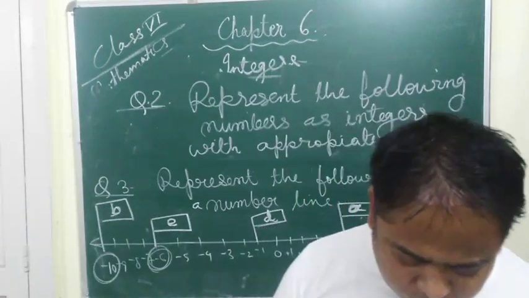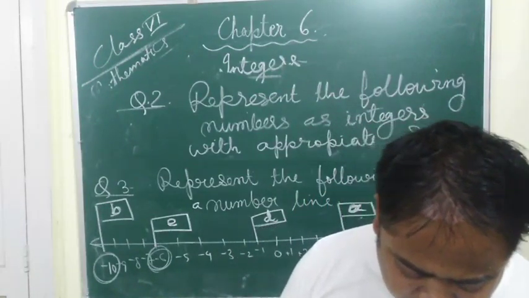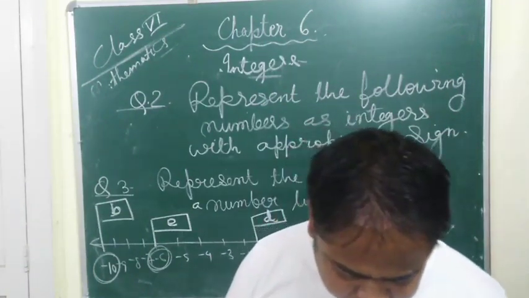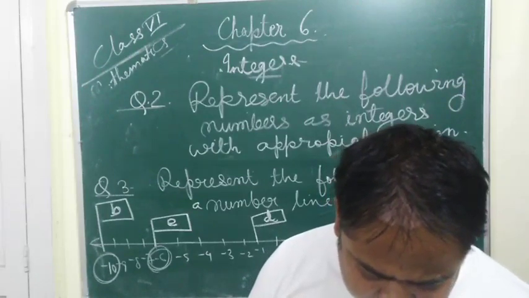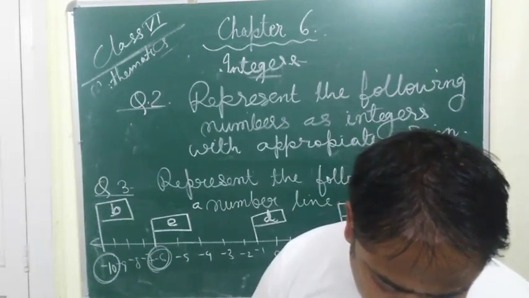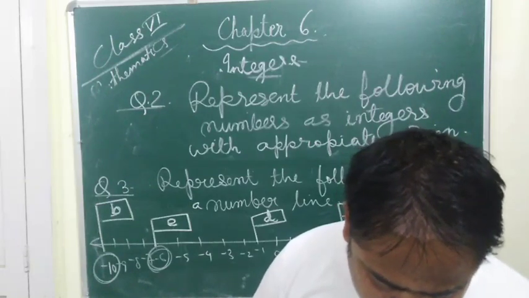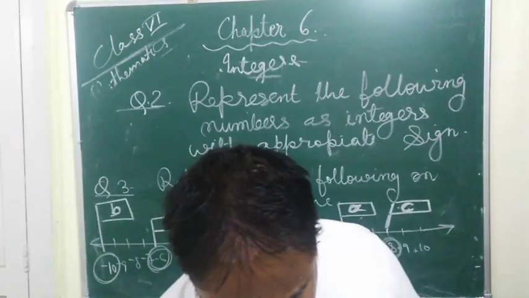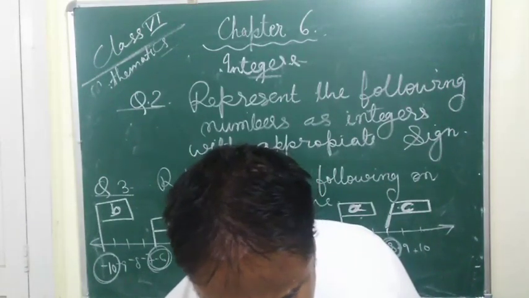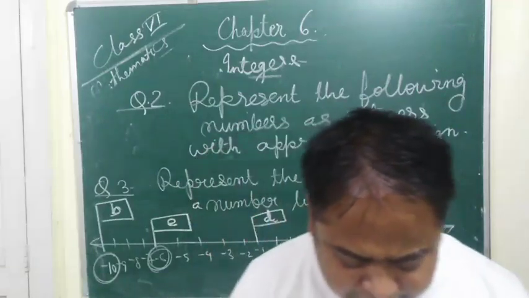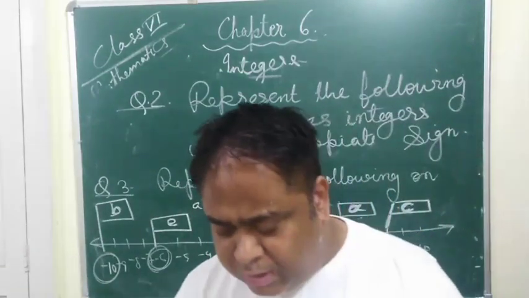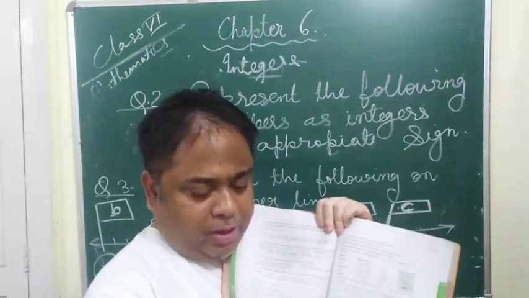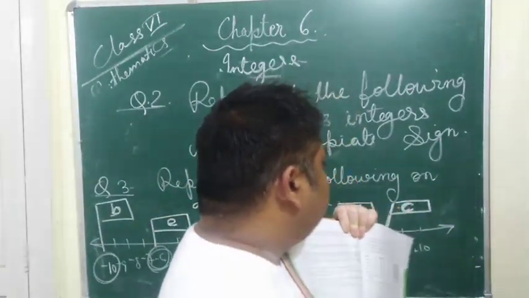Next is question number 4. The adjacent figure is a vertical number line representing integers. Observe it and locate the following points. If your textbook is stitched, you will not be able to see the figure. But if you open it wide, you will see on the right hand side one vertical line is drawn.